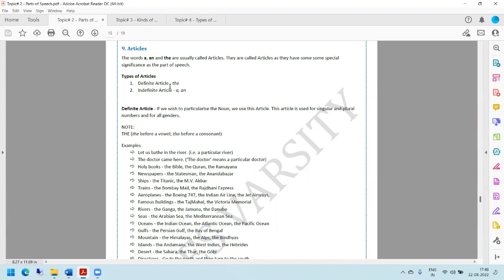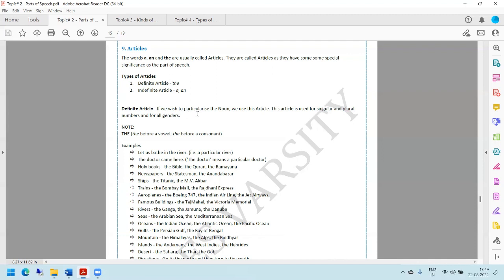One is definite article. The is, or it is also pronounced as the. So we will see where it is pronounced as the and in which condition it is pronounced as the. And that is the definite article. And another type is indefinite article, a or an. So let's discuss first about definite article, that is the.